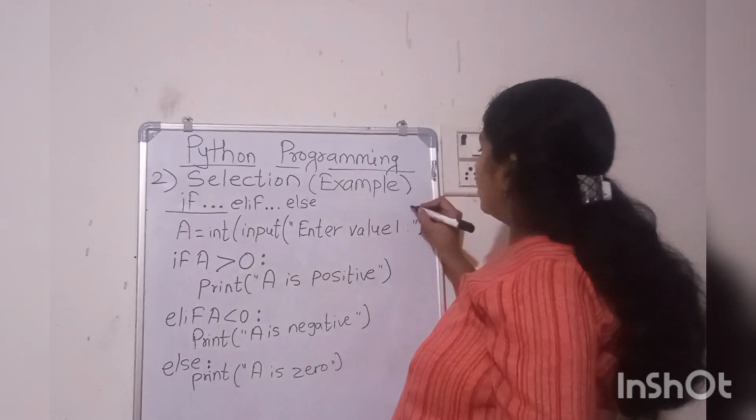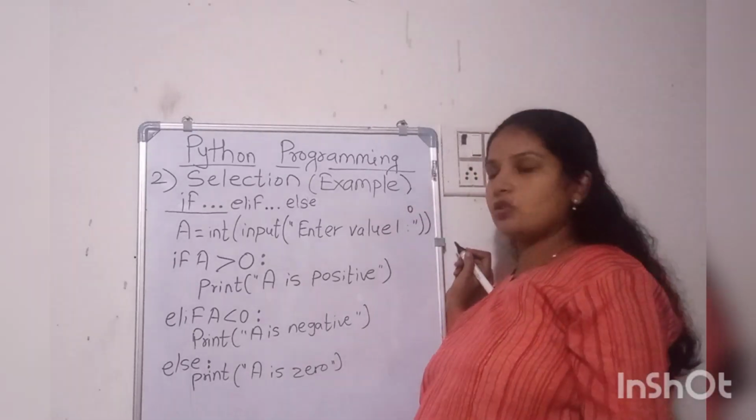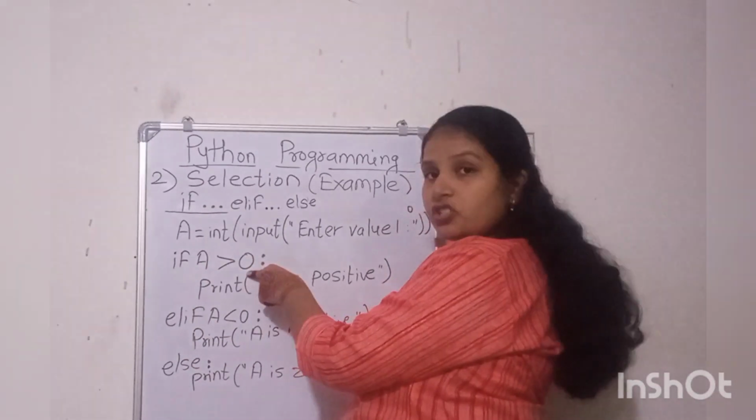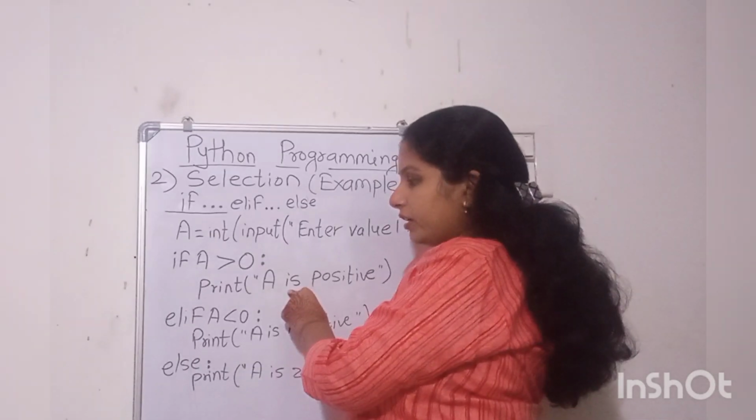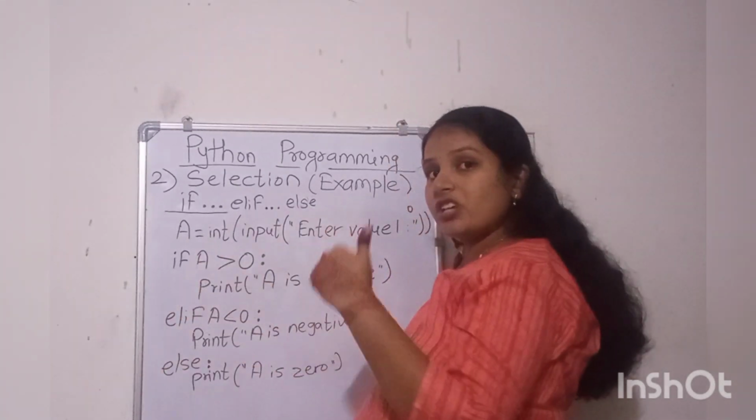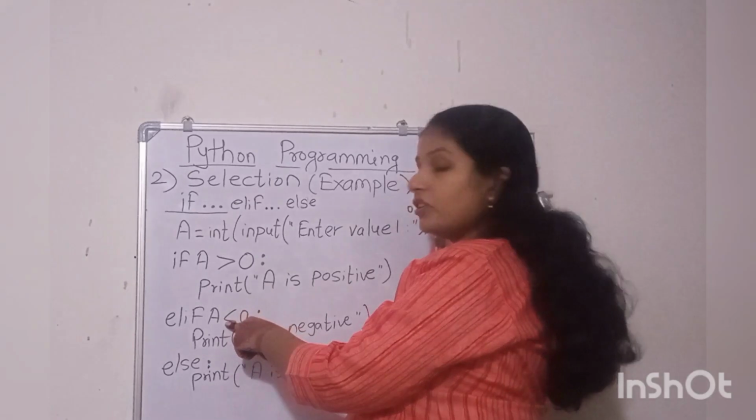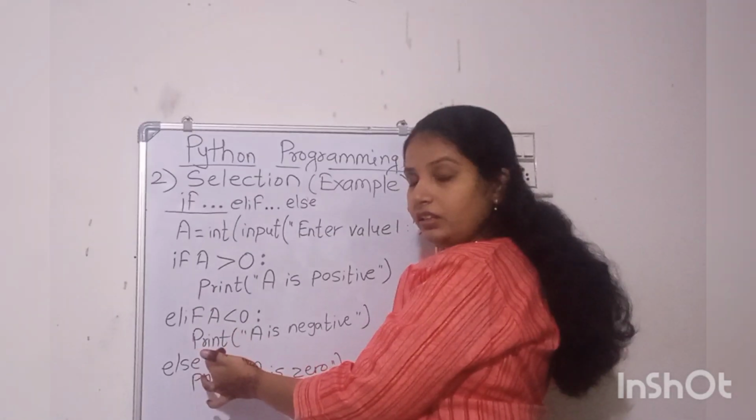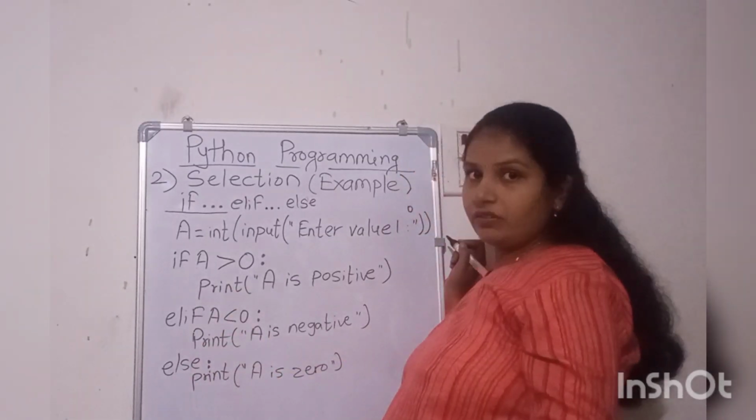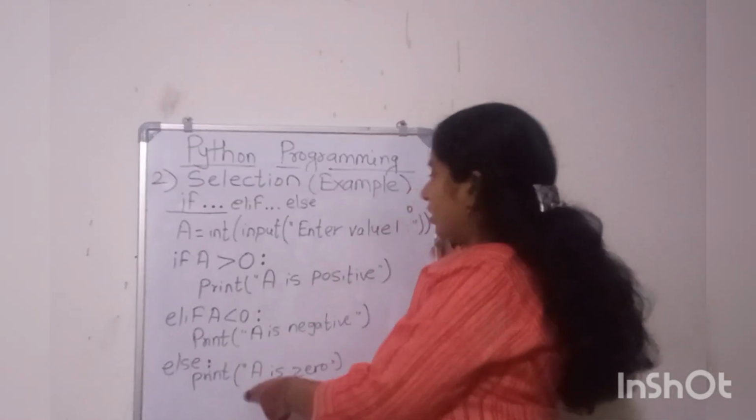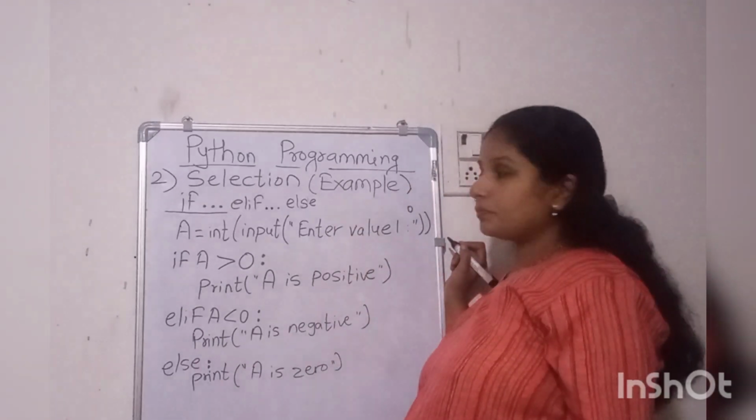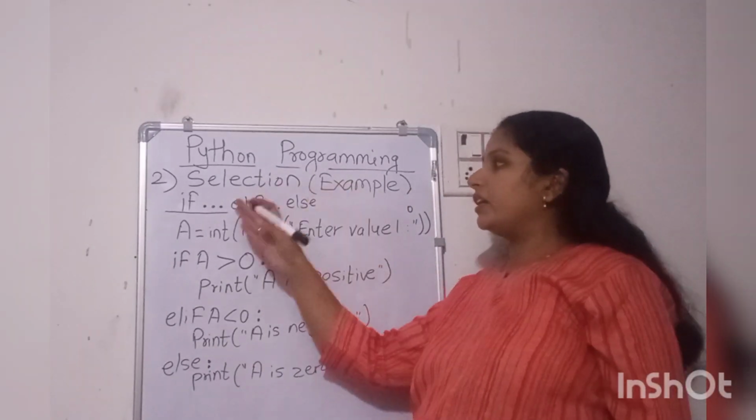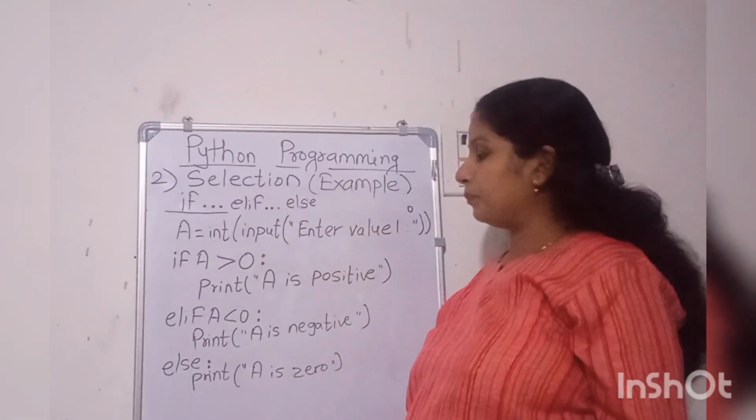Suppose we are entering a as 0. So the first condition will be false, and we are not entering there. Then we check the second condition. The second condition is false. We are not entering there. So by default only one condition is remaining, which is else. a is 0. Okay, so this is your if, elif, else part.